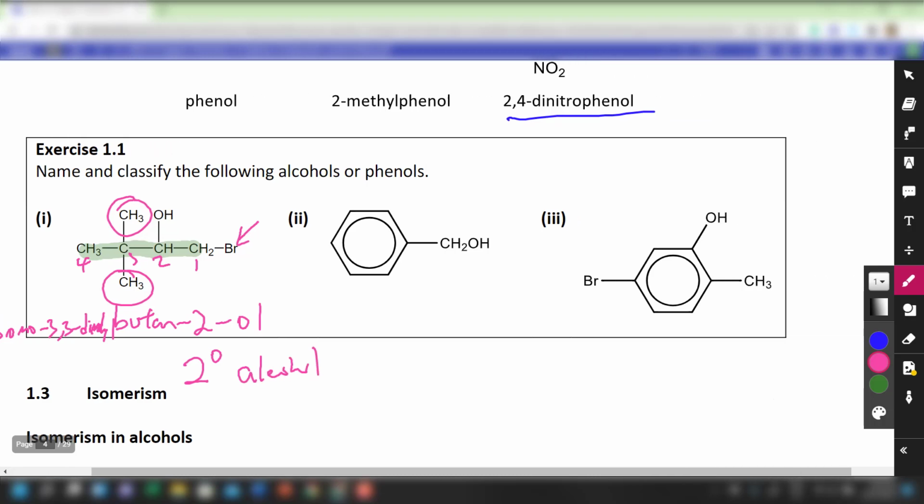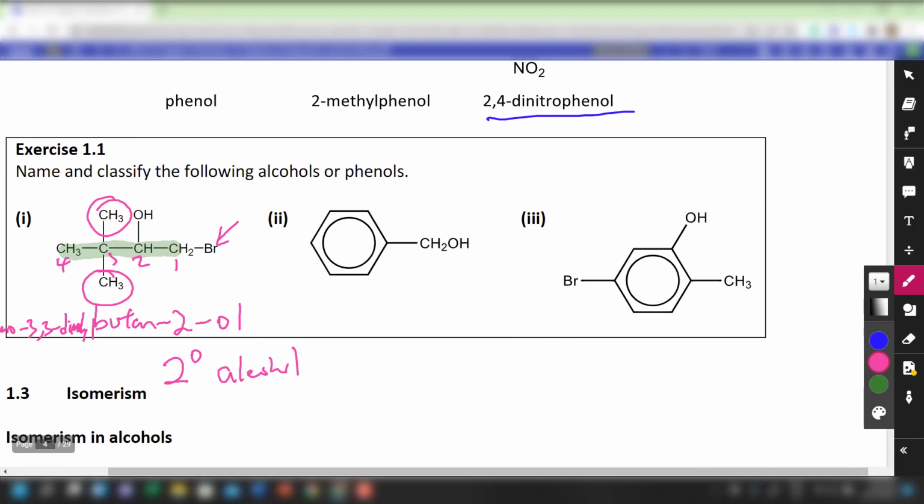Okay, so next we look at this particular alcohol. It seems to be a phenol, but it's not a phenol. Because if you actually sketch out the structure, it will look like this. So you have a benzene ring bonded to a C, and then this C is bonded to 2H and then an OH. So this is a methanol derivative.